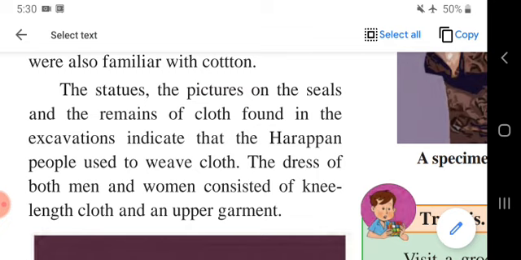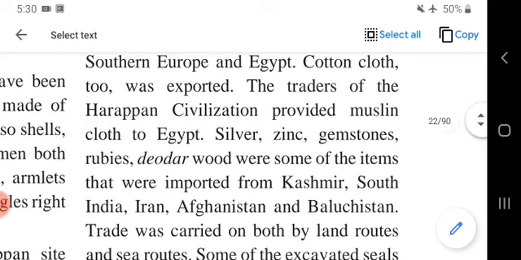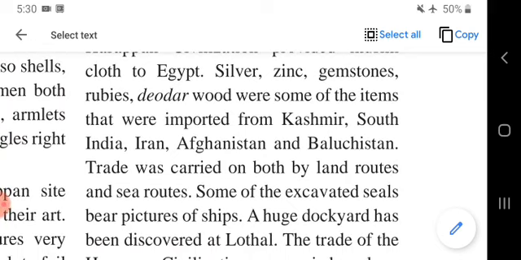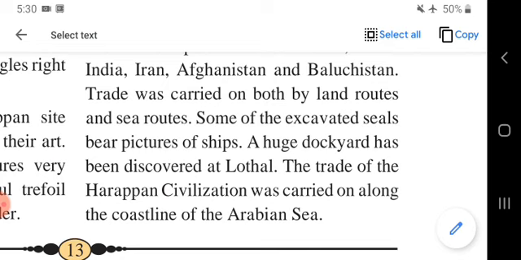Next we are going to study about trade. The Harappans had trade relations within and outside India. Cotton was exported to Central West Asia, Egypt and Southern Europe. They also exported muslin cloth, cotton textiles, beads and aromatic substances to Egypt and Central West Asia. The remains of a dock at Lothal indicate that they used sea routes in the Arabian Sea for trade. Their imports included silver, zinc, gemstones, rubies and deodar wood.